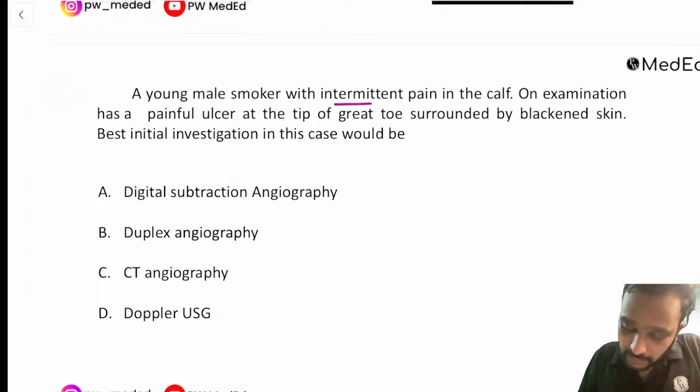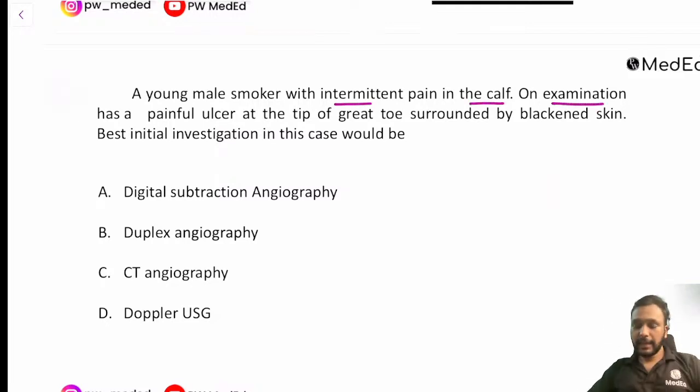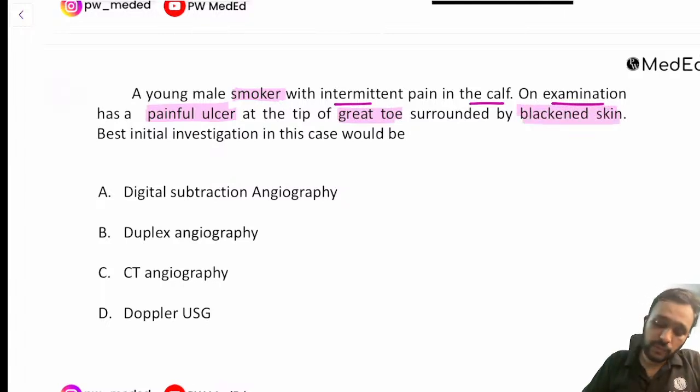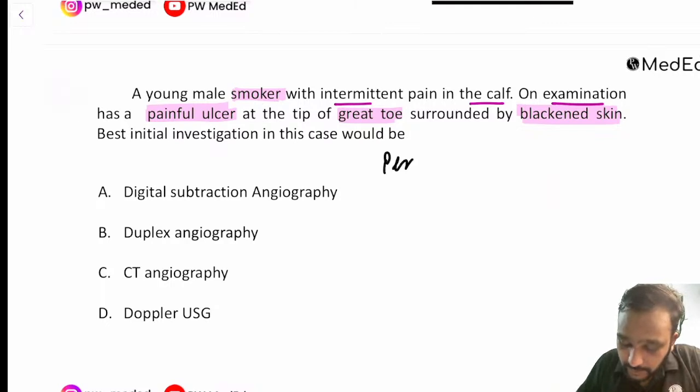A young male smoker with intermittent pain in the calf on examination has a painful ulcer at the tip of great toe surrounded by blackened skin. Best initial investigation? So you have to understand what type of questions we are being asked. First of all, we have to make a diagnosis. So what is given to us? We have a history of smoking, then we have painful ulcer at the tip of great toe surrounded by blackened skin, right? So we are going to make a diagnosis of peripheral arterial disease.